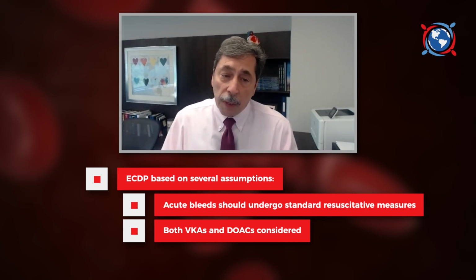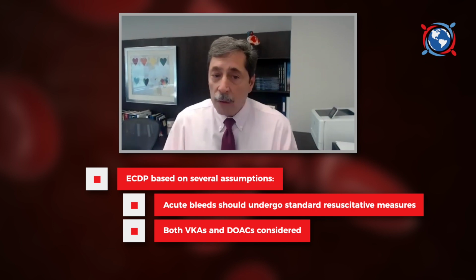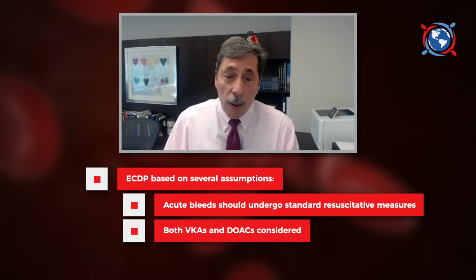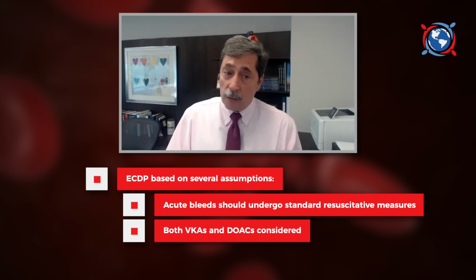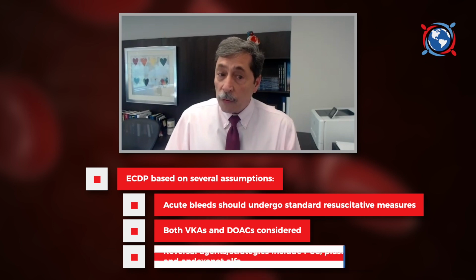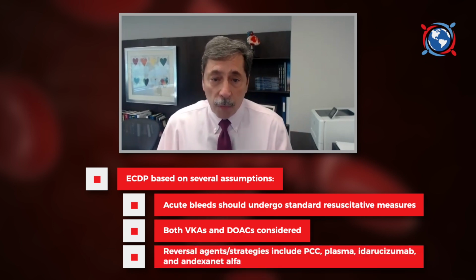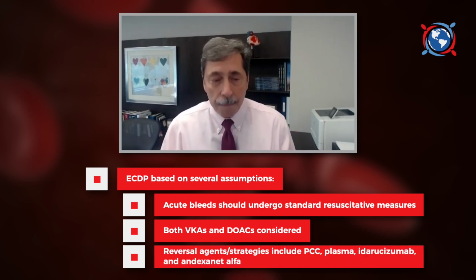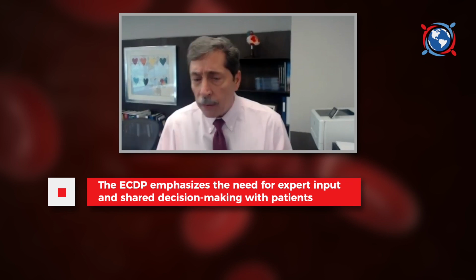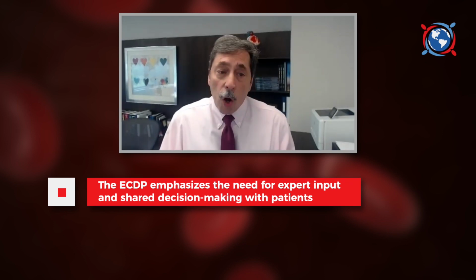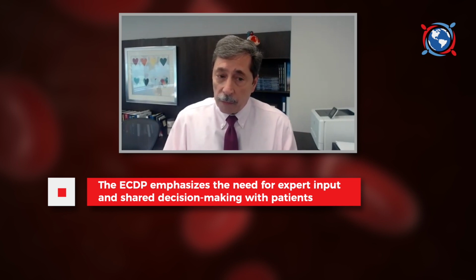And the specific agents that we considered are obviously warfarins and coumarins. Direct, we call them direct or DOACs, oral anticoagulants: apixaban, betrixaban, dabigatran, edoxaban, and rivaroxaban. And the reversal strategies and agents that we consider are prothrombin complex concentrates, PCC, plasma, idarucizumab for dabigatran, and andexanet alpha for apixaban or rivaroxaban. The other thing that we thought was important is in managing these patients, engaging of experts is expected, and all decision-making should be shared with patients and families.